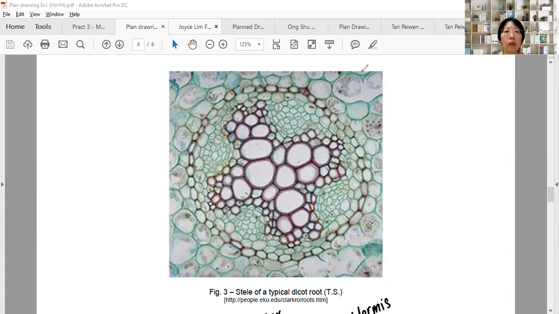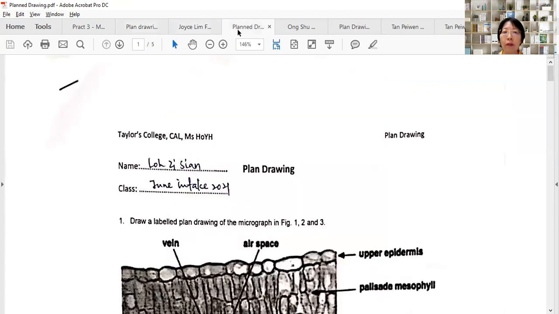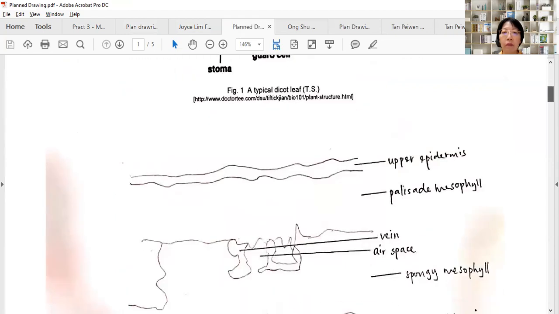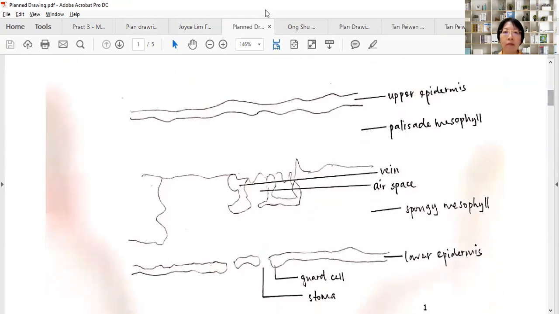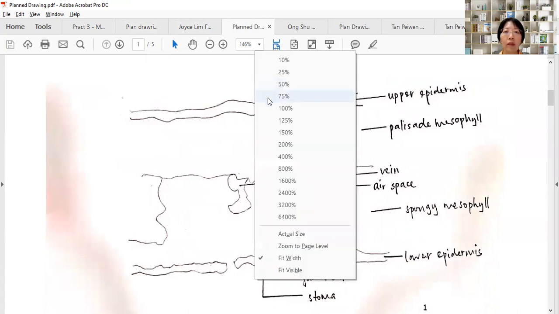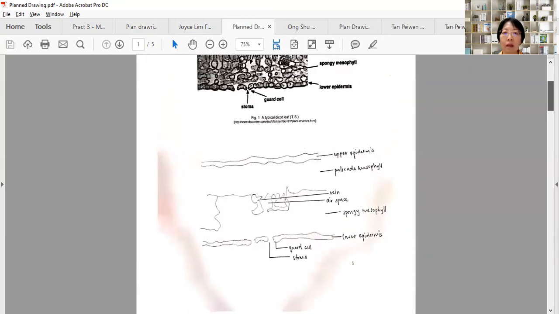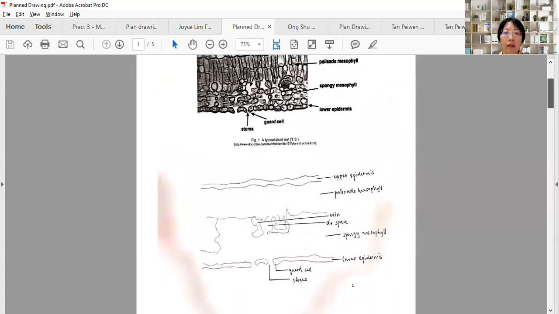So just now that drawing is not so accurate. That's where you need to know how to analyze the structure of the cells in order to determine whether this is cambium or not when you draw the plan drawing. Okay, so this one, make it smaller so you can see. Is this drawing accurate? I think this drawing got some problem.